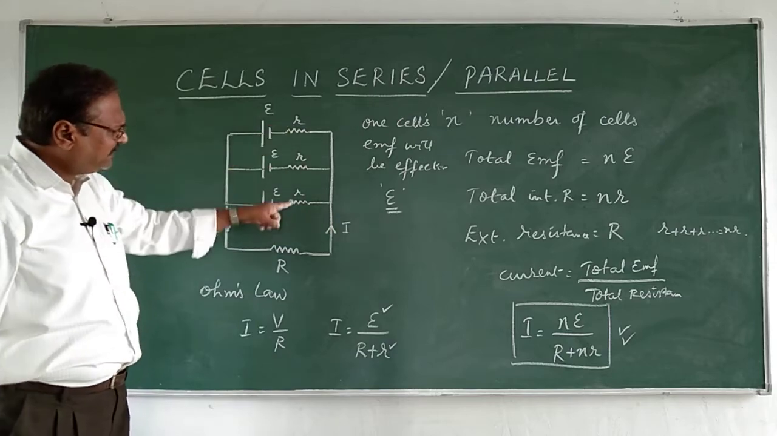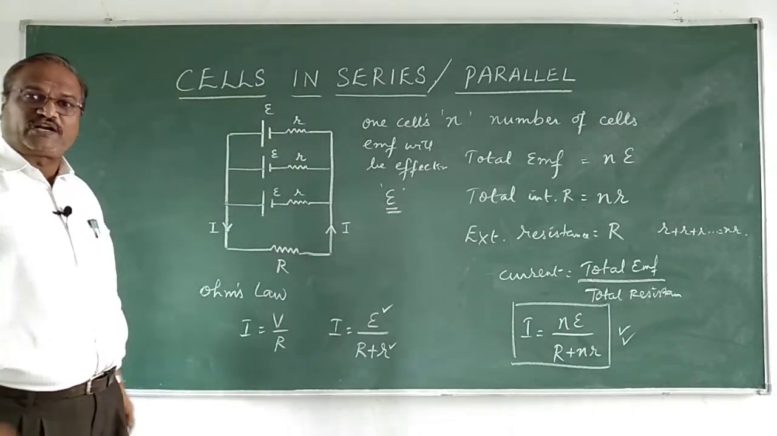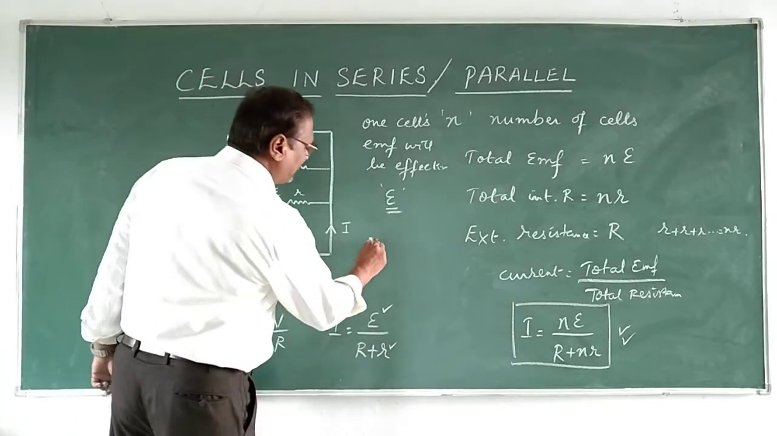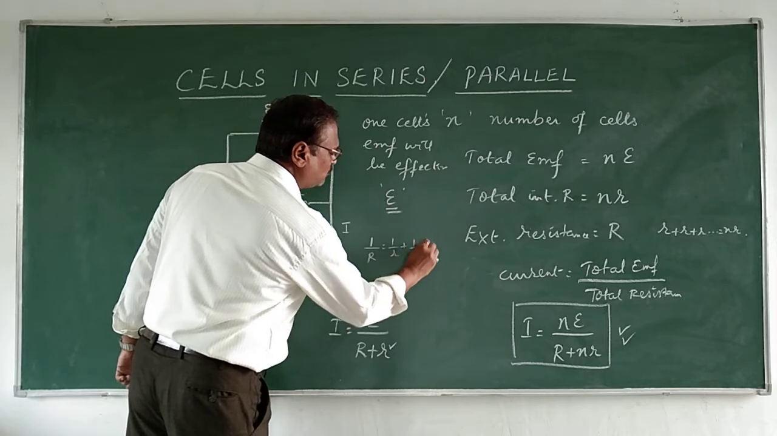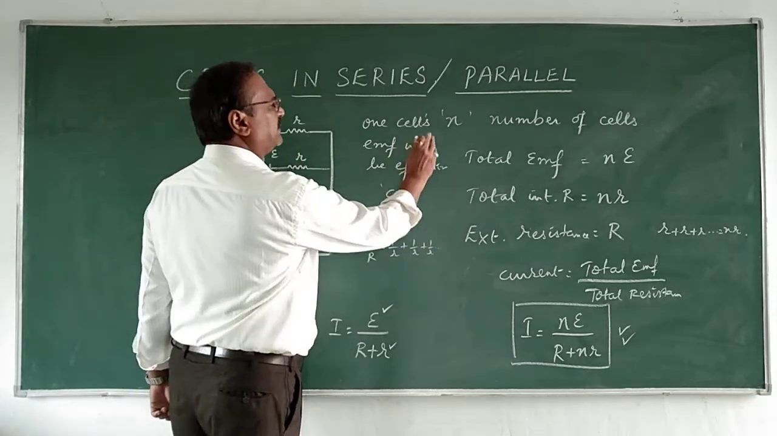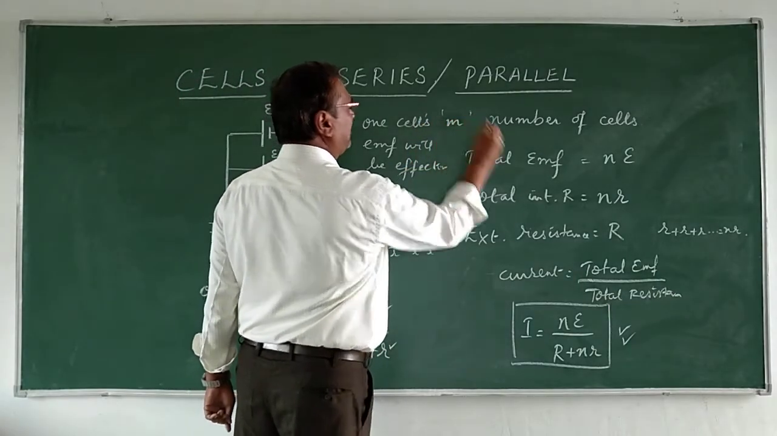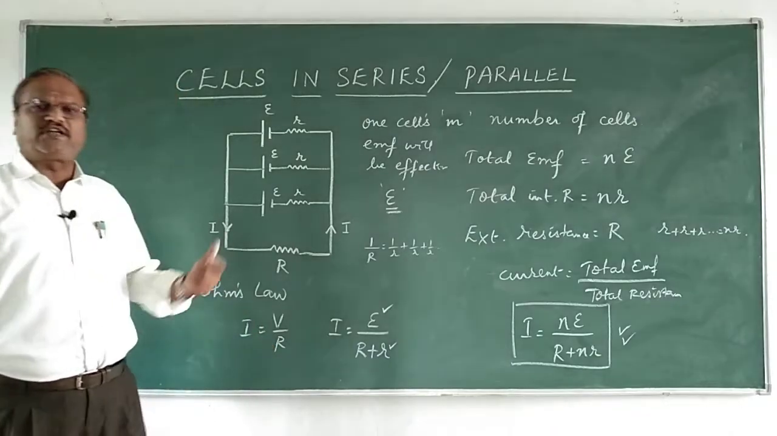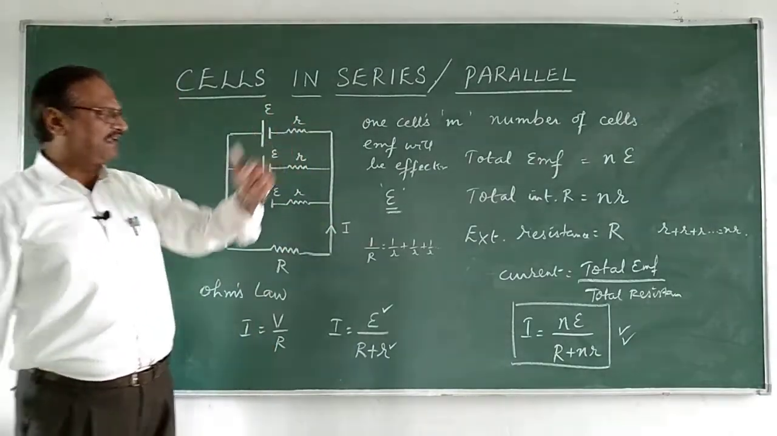But what about the internal resistance? Internal resistance, they are all in parallel. What is the formula for resistance in parallel? 1 upon R is equal to 1 upon small r plus 1 upon small r plus 1 upon small r, and it goes on. Here, instead of n number of cells, we will say in parallel m number of cells are there. Just for differentiation, n in series, m in parallel.